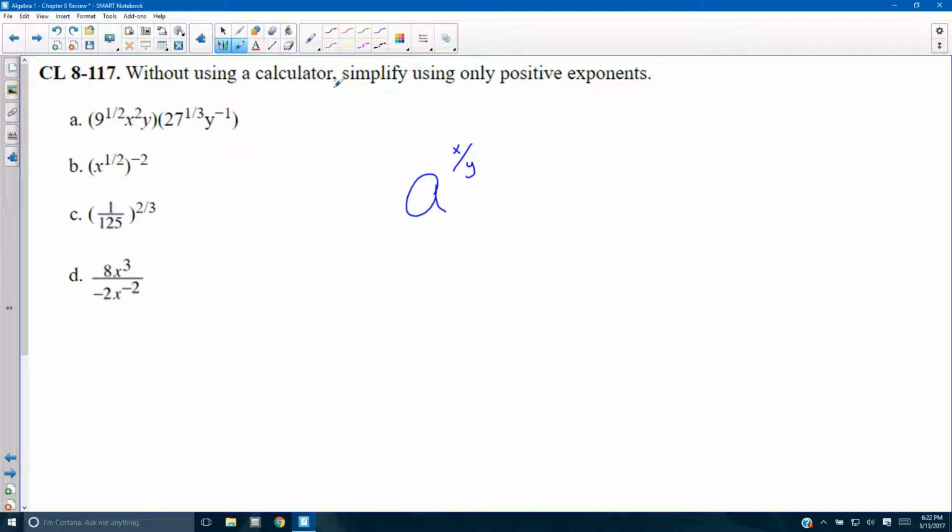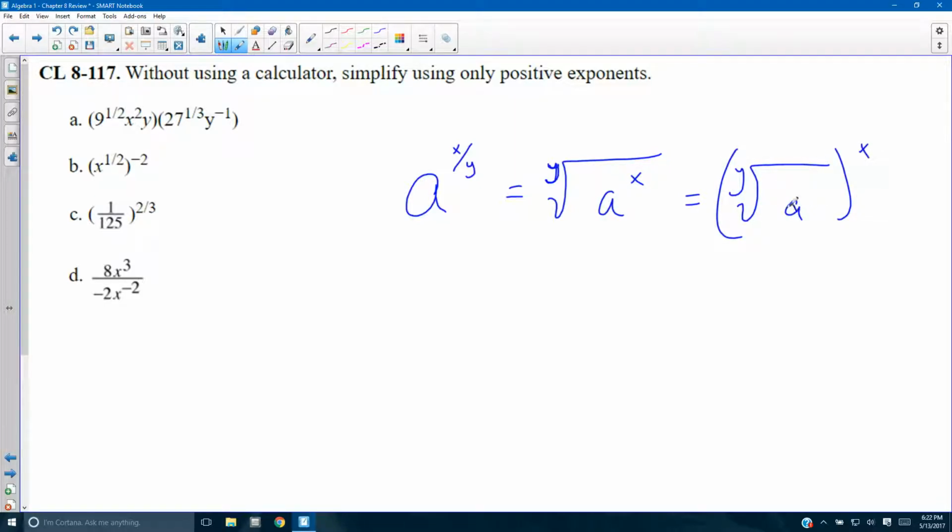Without using a calculator, there's a way we can do this as long as we know how to take what I'm going to call the y-th root. The y-th root, like cube root, square root, fourth root, fifth root, of a to the x power, or the y-th root of a and all of that to the x power.